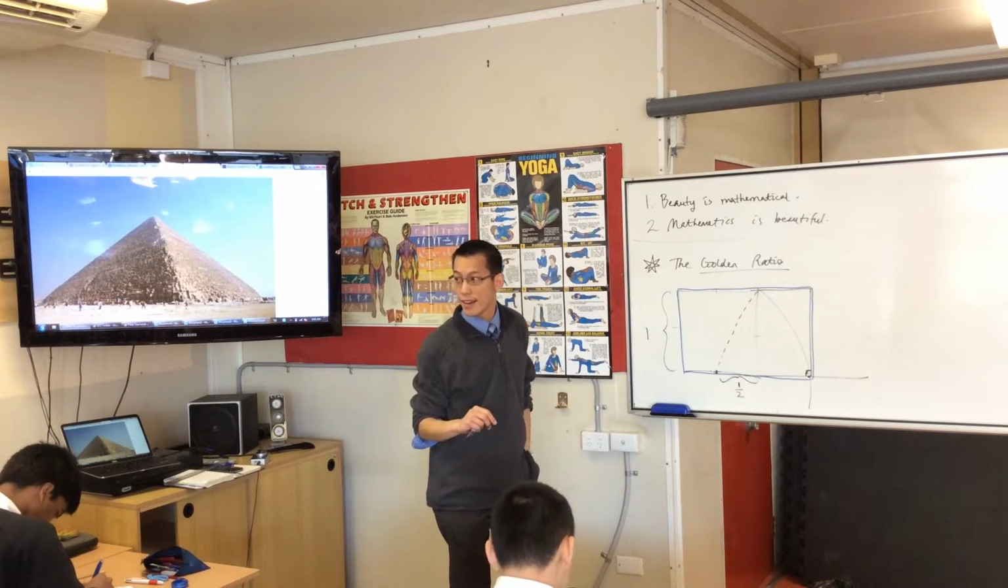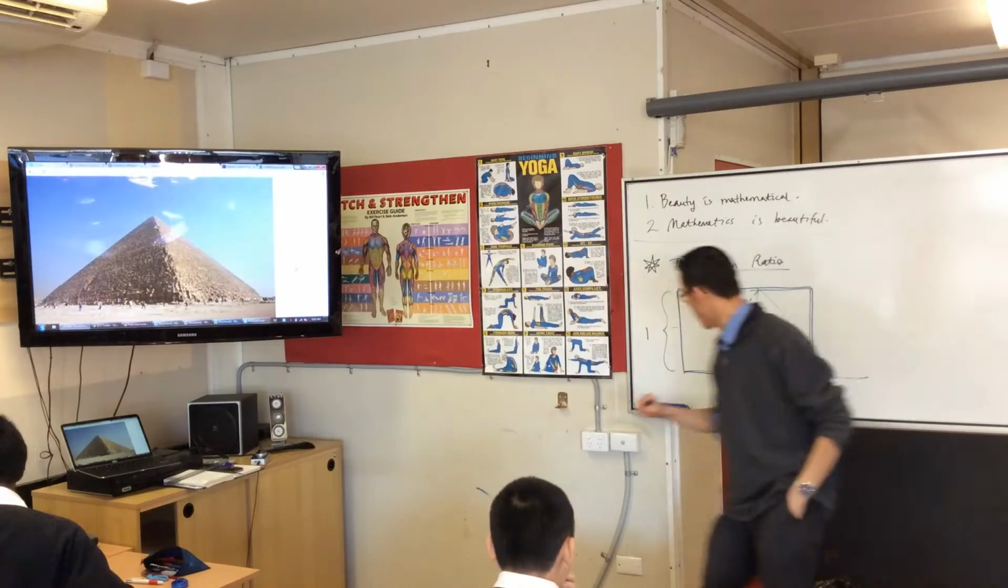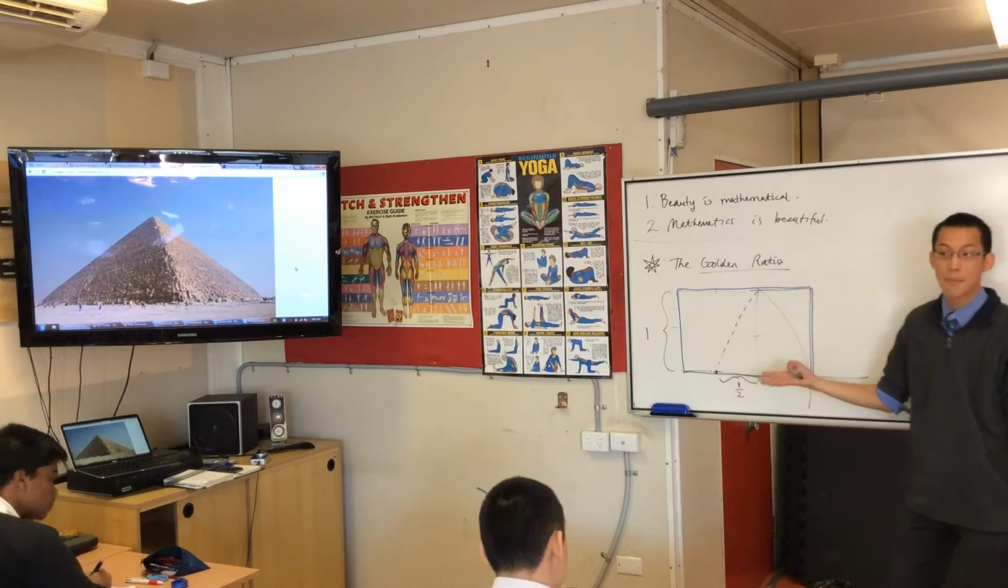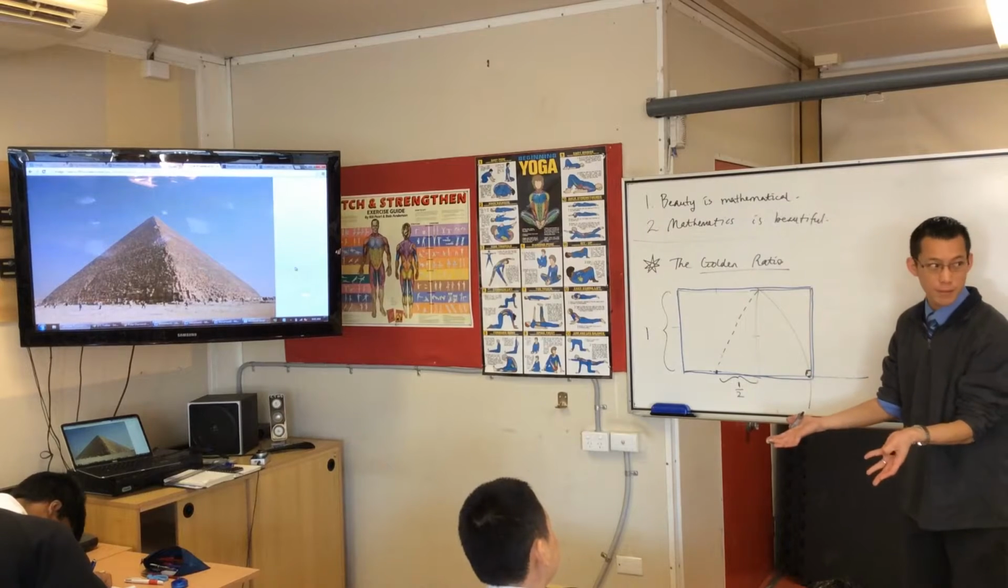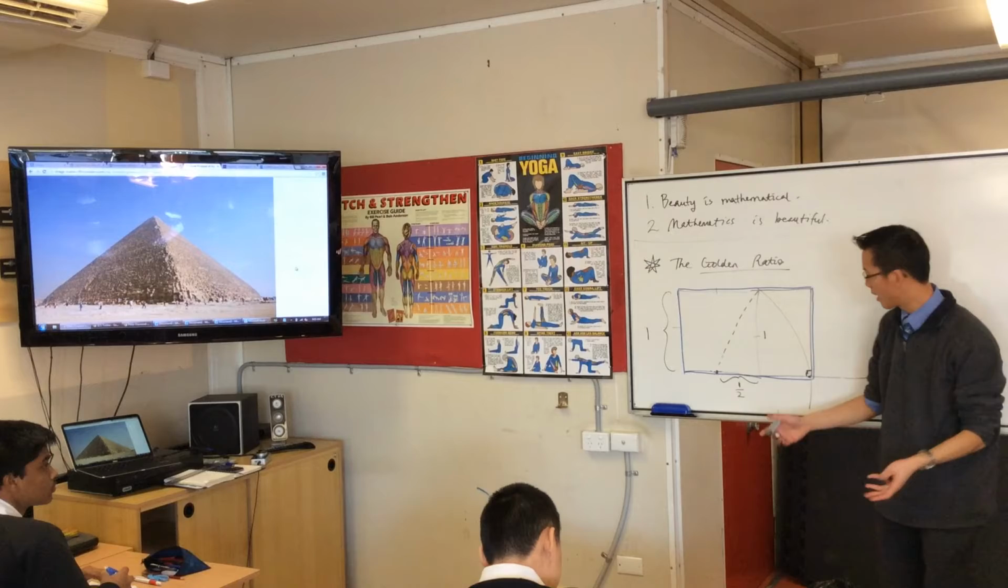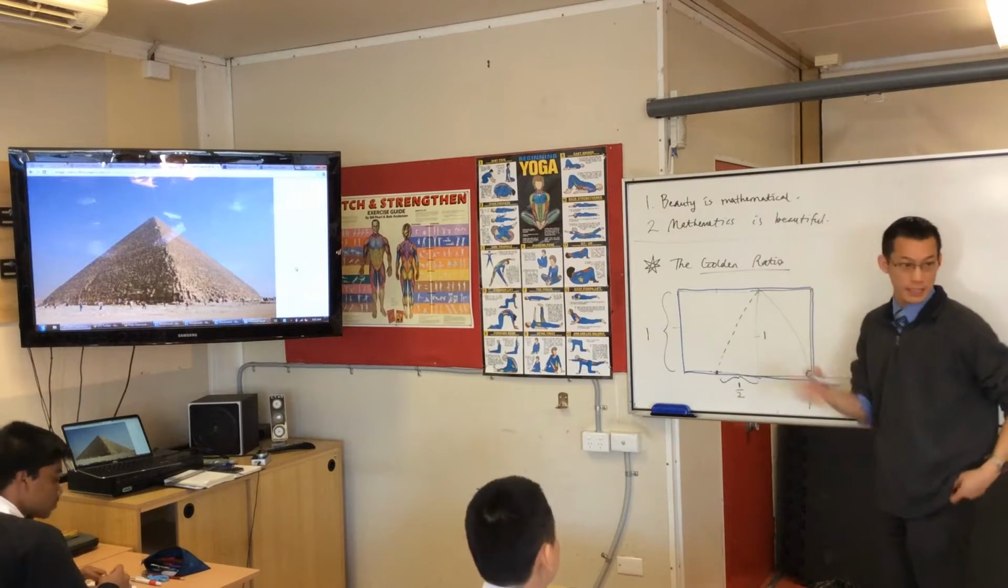Find the length of the midpoint to the corner. That's the radius. Find the length of the midpoint to the corner. Good. So I'm after our hypotenuse here, right? How am I going to do it? Pythagoras. Okay, so this is 1 because it's the square. So you do your Pythagoras in here. Let's just quickly do it.